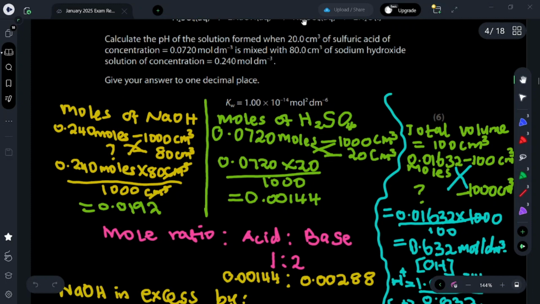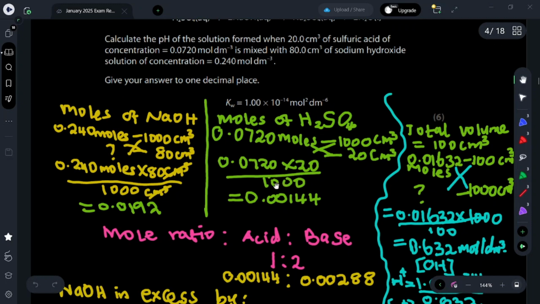We do the same. We have been given the concentration of the sulfuric acid here. So we are going to have 0.0720 moles in 1,000 to interpret the concentration. And we want to get the number of moles in 20 centimeters cubed. So we have 0.0720 moles. We multiply by 20, divide that by 1,000, we get the number of moles of the sulfuric acid.